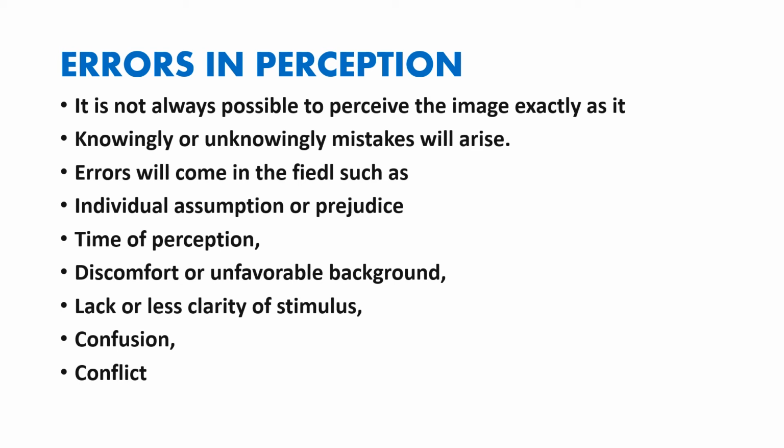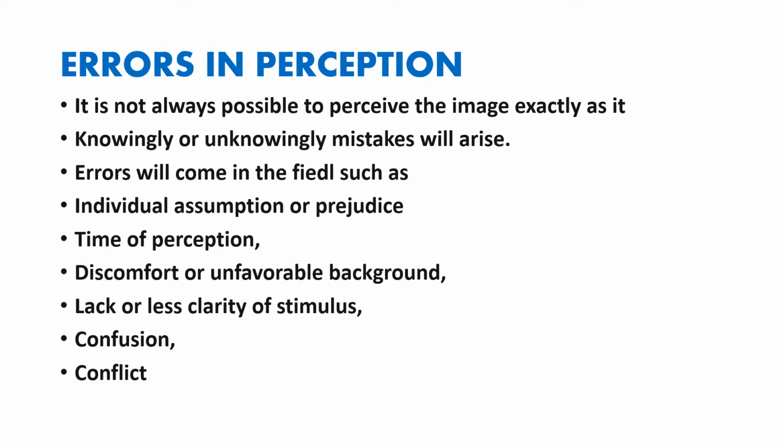It is not always possible to perceive the image exactly as it is. So you are seeing a violet color. Sometimes that won't be violet actually. Some lavender, some color, a proper violet color like that you will think. So there are chances of errors coming in also.